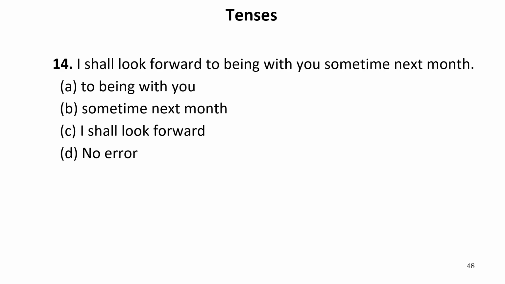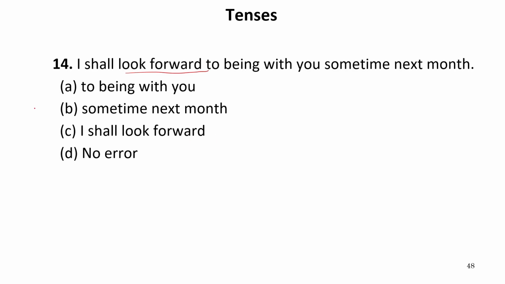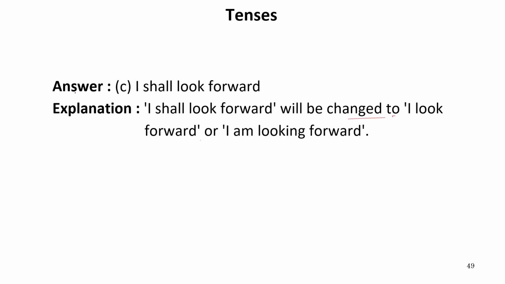I shall look forward to being with you sometime next month. Now it is written over here, looking forward to or look forward to. Look forward to is always followed by ing form of verb. Now I shall look forward will be changed to I look forward or I'm looking forward, just because it shows some certainty. So it will not be in future tense. It is again a phrase, I'm looking forward to or I look forward to. Shall should be removed from the sentence.